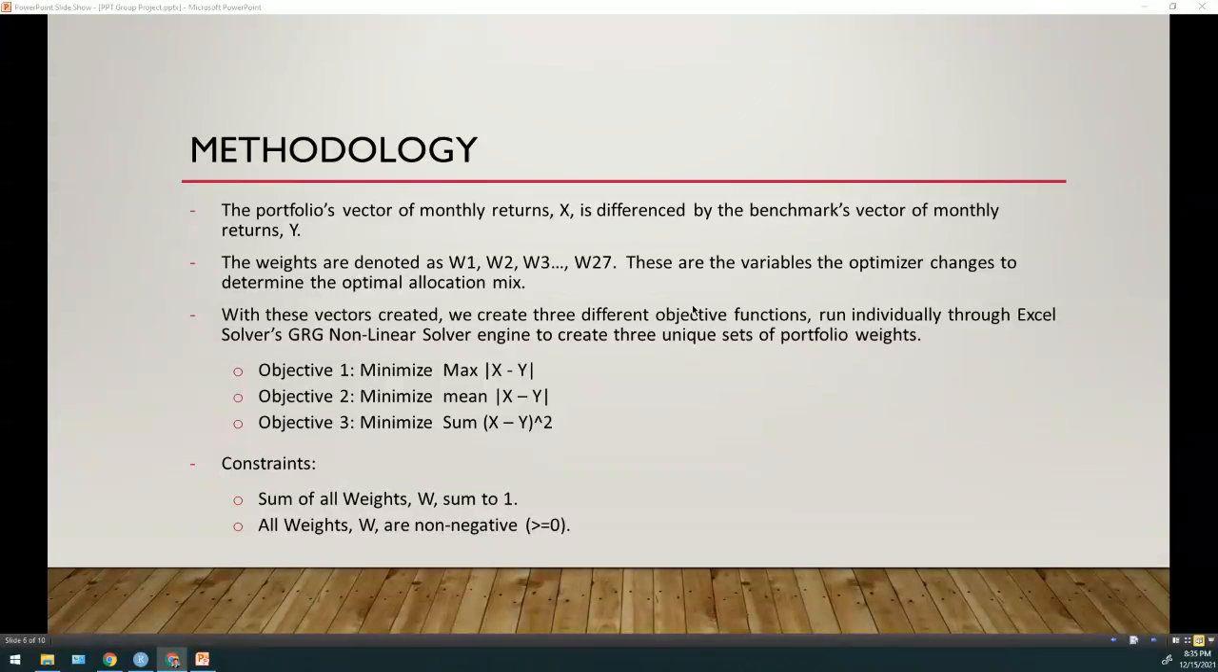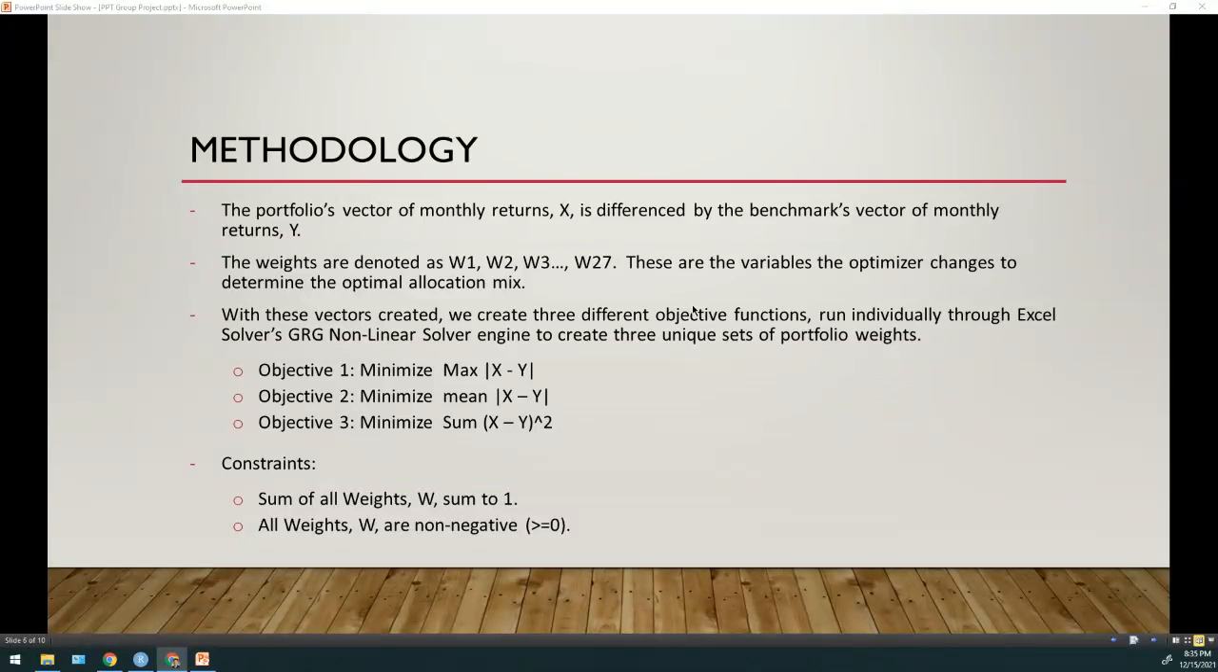The weights denoted as W1, W2, W3, and so on and so forth, all the way to W27, are the variables, or the weights of each individual ETF, and those are the variables that the optimizer is changing to determine the optimal allocation mix. And as I mentioned before, we're looking at three different objective functions. So we run three different optimizations based upon each of these different objective functions, resulting in different weights each time. Not meaningfully different, but different nonetheless.